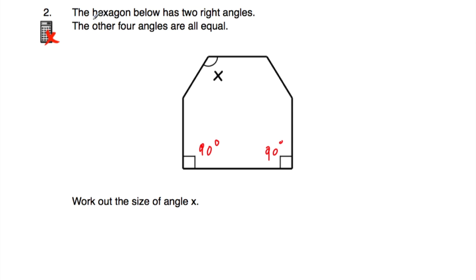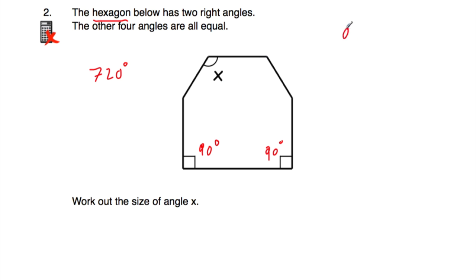Because it's a hexagon, the angles add up to 720 degrees. That's quite useful to know. We've been told that the other four angles are equal, so this is x, this is x, this is x, and this is x. If we add up 90 plus 90, that's 180, and if we take that away from 720, that'll tell us how many degrees are left. Because all four angles are equal, we can just divide by four, and that will tell us the size of each one of these angles.